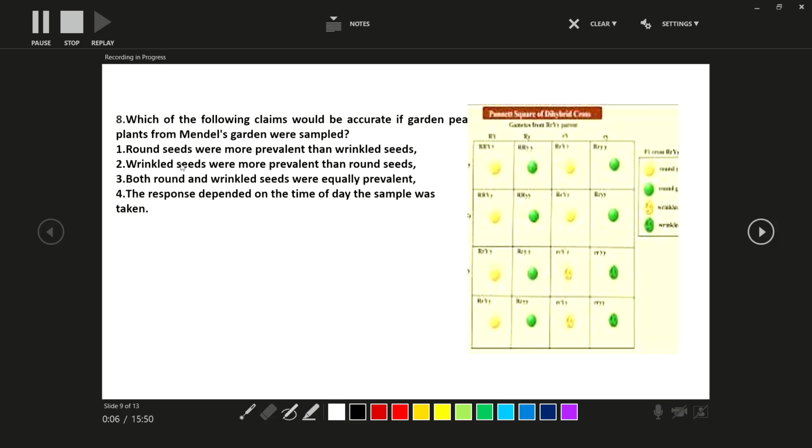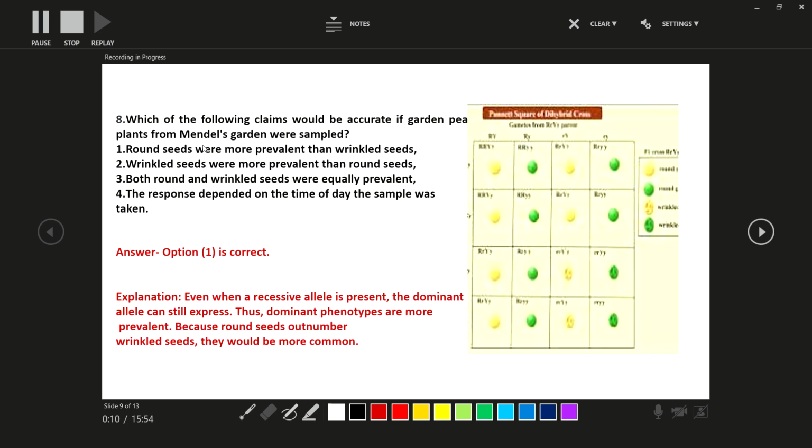Eighth question. Which of the following claims would be accurate if the pea plants in Mendel's garden were sampled? The answer is the first one, that round seeds were more prevalent than wrinkled seeds, because round seeds are dominant over wrinkled. Even when the recessive allele is present, the dominant allele can still express its characters.